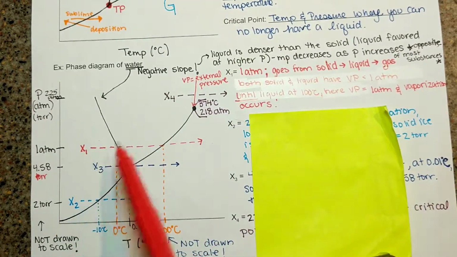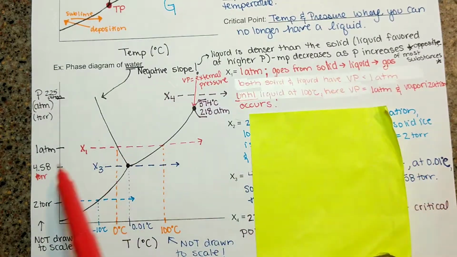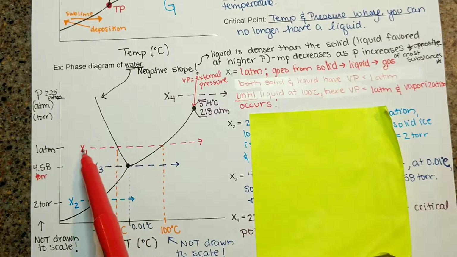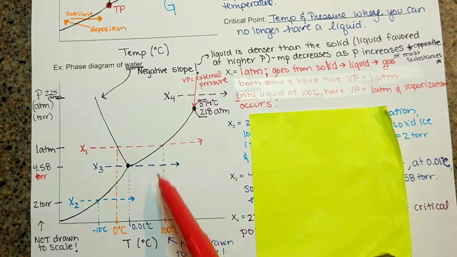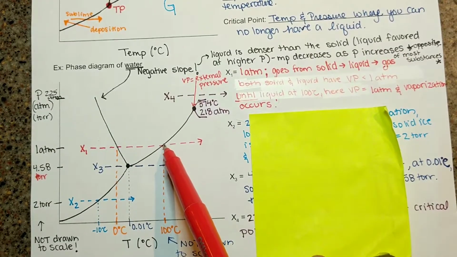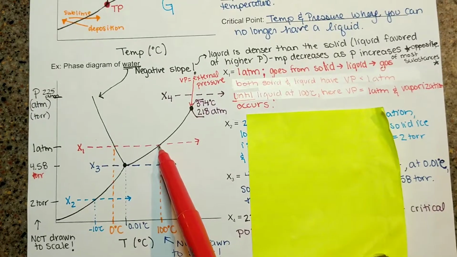So here, both my solid and liquid have a vapor pressure less than 1 atmosphere, until I get to 100 degrees Celsius. At 100 degrees Celsius, my vapor pressure now equals my external pressure, and evaporation can occur.